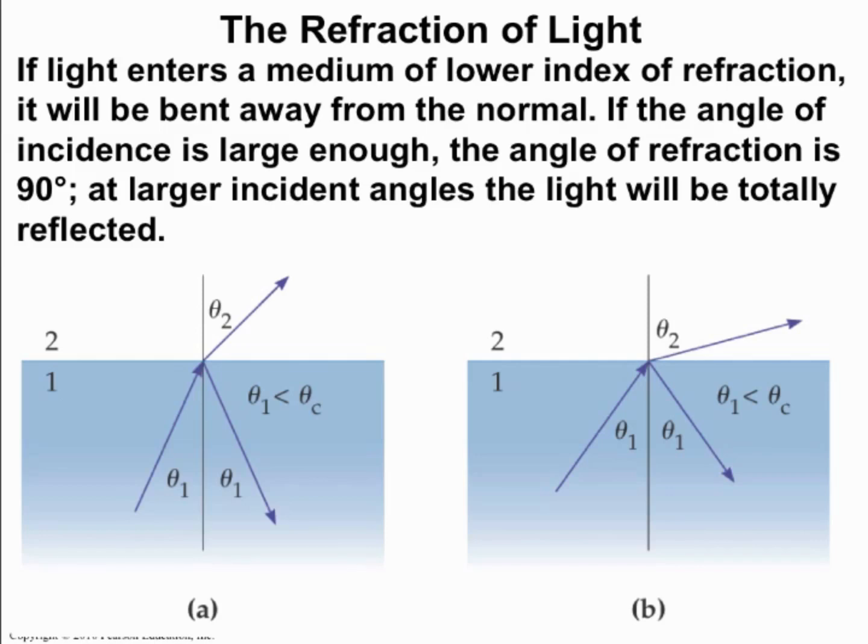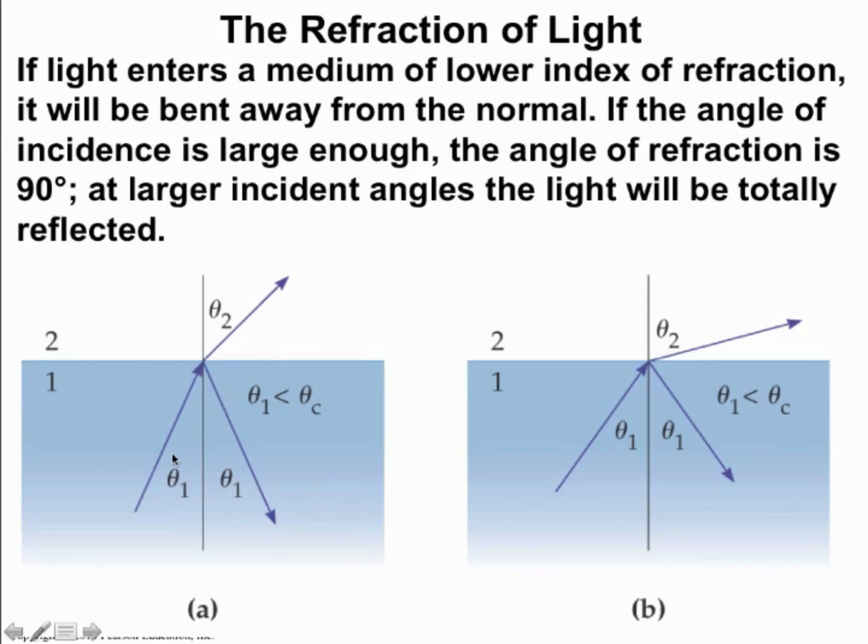Here's how it works. We have theta 1 here, because this is the angle of incidence and this is the angle of reflection. And so we know that some light will be reflected back, and some light will enter medium 2 and will bend away from the normal. We can think of material 1 in this diagram as water, and material 2 as air.